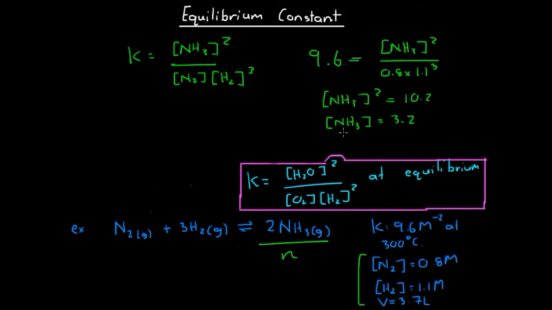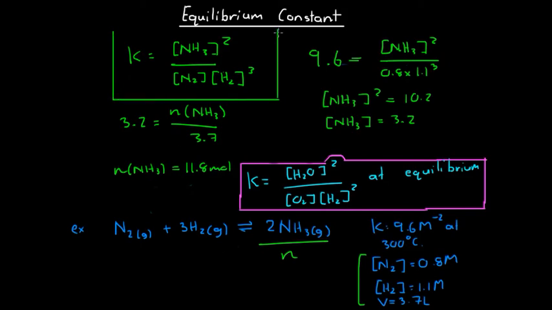So that is our concentration of ammonia, but we want to know the number of mole of ammonia. We know that the concentration of ammonia, 3.2, is equal to the mole of ammonia over the volume of the mixture, and we know the volume of the mixture is 3.7. So the number of mole of ammonia is equal to 3.2 times 3.7, which is equal to 11.8 moles. So that's how equilibrium constant works. We basically draw up this equation at the start of any calculations involving equilibrium constant, and we can just substitute in the values that we know.